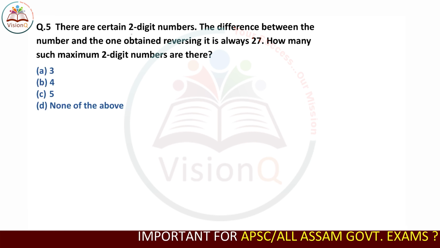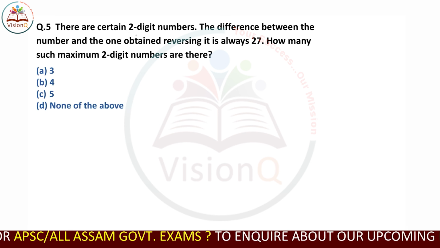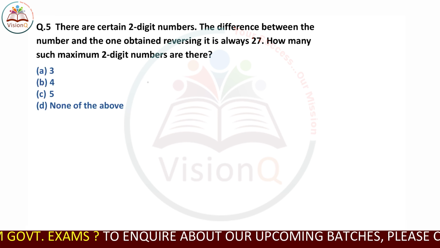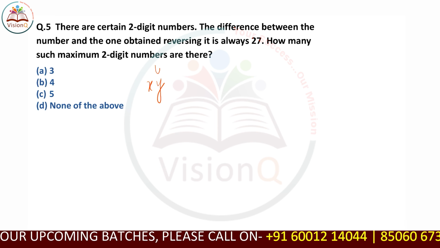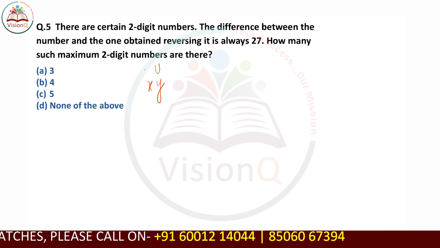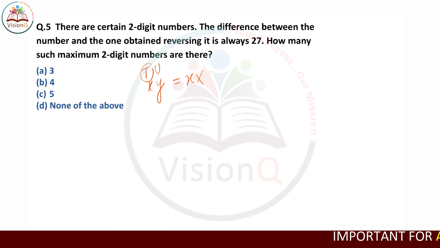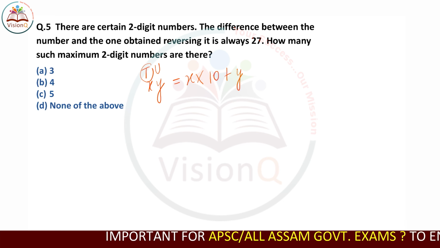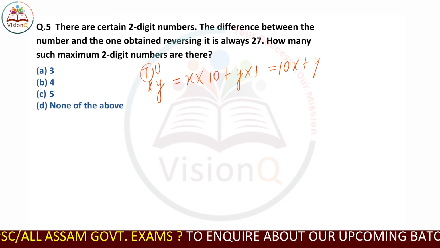A question based on the concept of 2-digit numbers. Now in case of 2-digit numbers, always use 2 variables x and y. Suppose xy is a 2-digit number where y is the digit in the units place or the ones place and x is the digit in the tens place. So how to break this number? X into its position. Okay, x is in tens place, so x into 10 plus y. Okay, y is in ones place or units place, so y into 1. So number is 10x plus y.